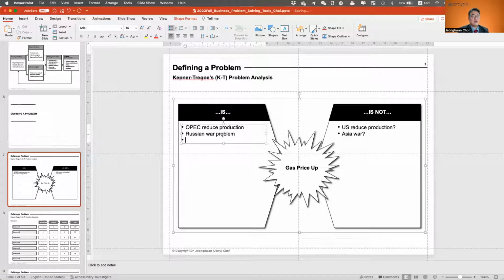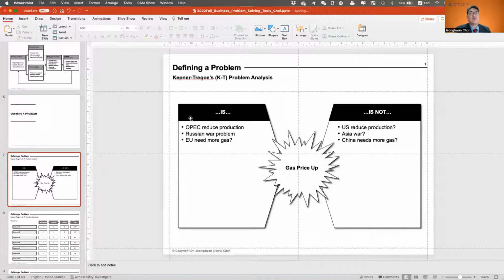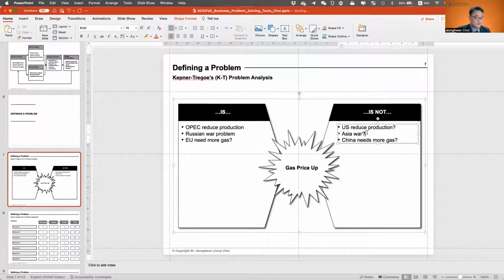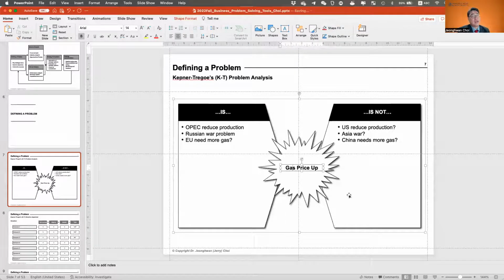So what is true? EU needs more gas. That's true. And how about China? Does China need more gas? Depends. So like this, please write down what is true and what is not true. Then we can identify what is now increasing the gas price.